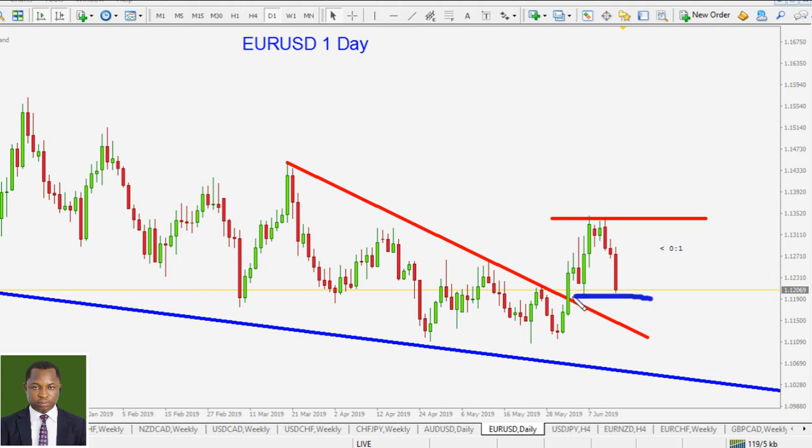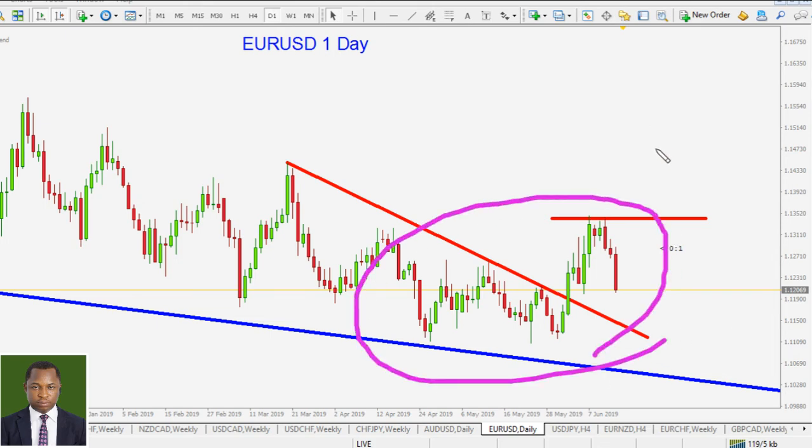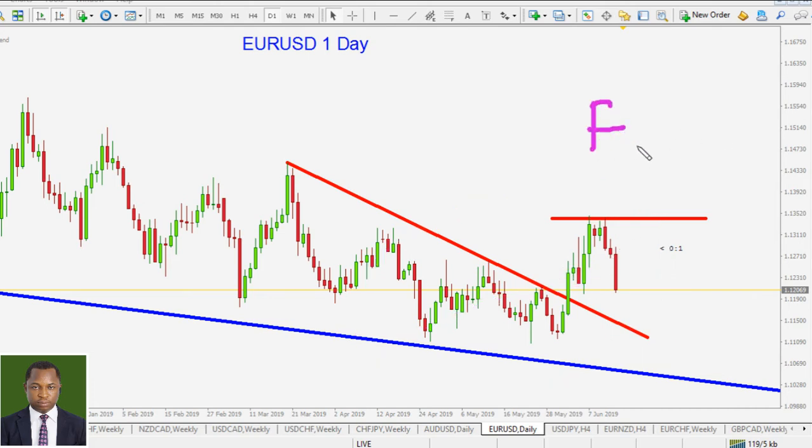If we find any valid entry around in here, then we'll be looking for possible bounces to the upside in the euro against the American dollar. But I think this sideways price behavior might just be price waiting for the FOMC on Wednesday, okay. That might just be what price is waiting for. So we need to wait for that news announcement until we find a valid entry.